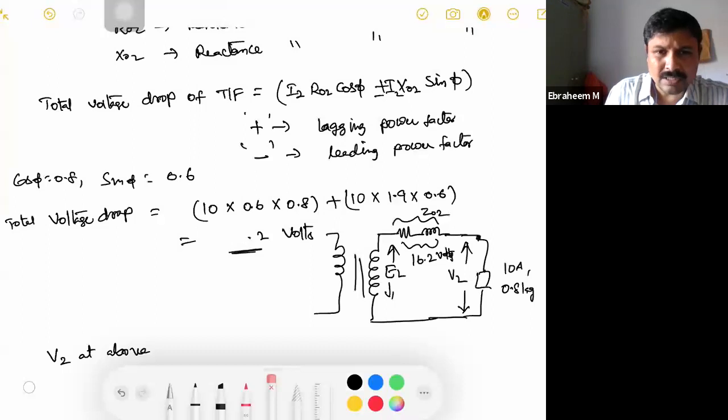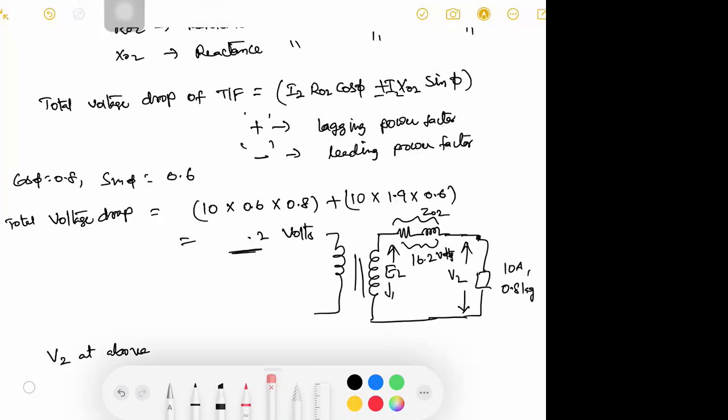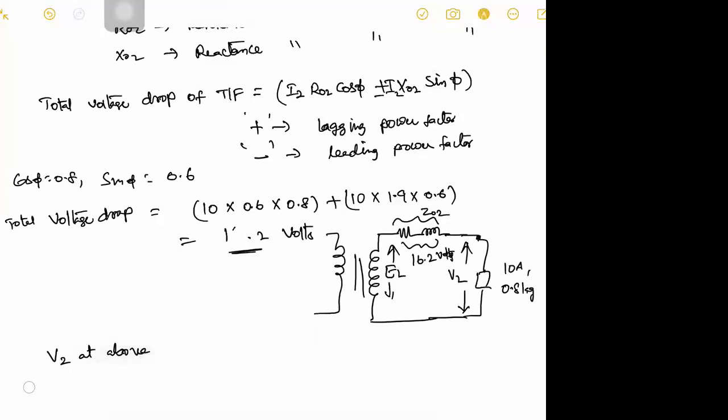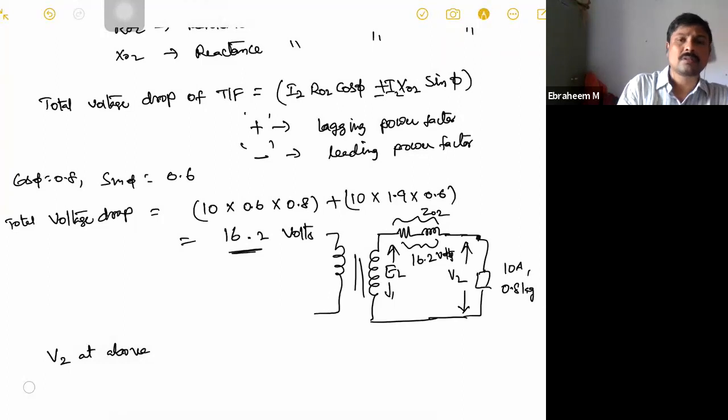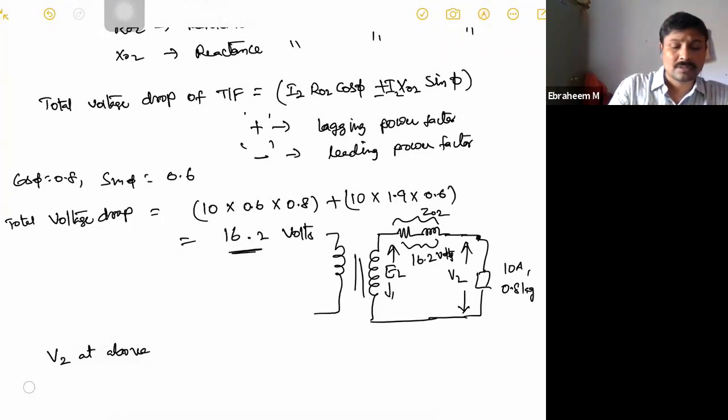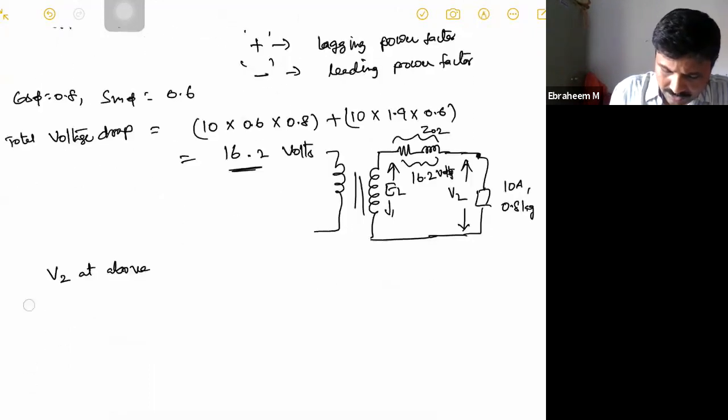Okay, 19.2. Yes. Check it once. I have done it on my calculator and I got 16.2. Yeah, sir, it is 16.2 only I got. You check it once again. So 16.2. I kept my calculator.